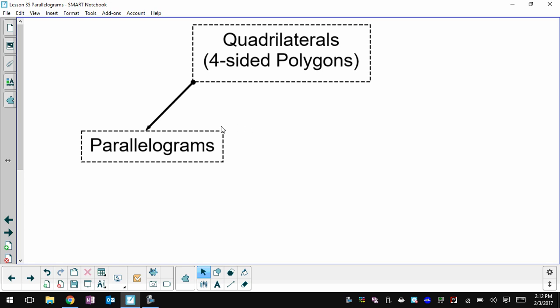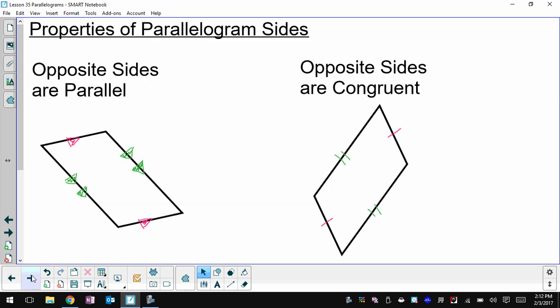And what we're going to build throughout this next few lessons is sort of like a family tree of quadrilaterals. So if you start it now, you can add to it as we go throughout the lessons. So parallelograms is the first type. We're going to know some things about parallelograms: sides, angles, and diagonals. We call those properties or characteristics.